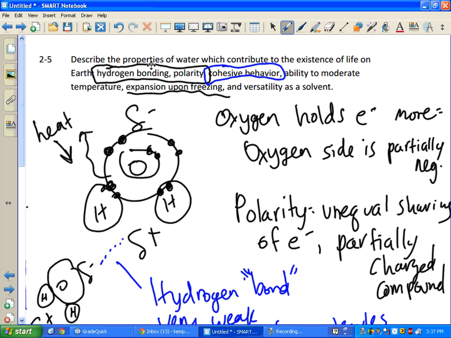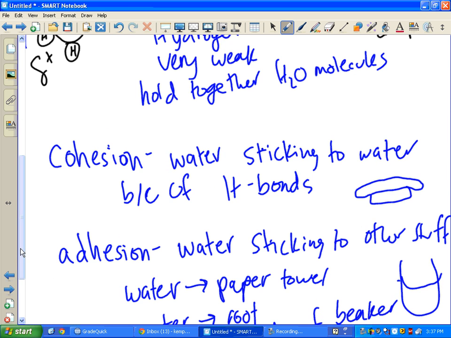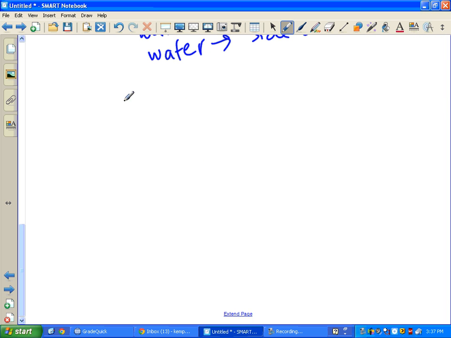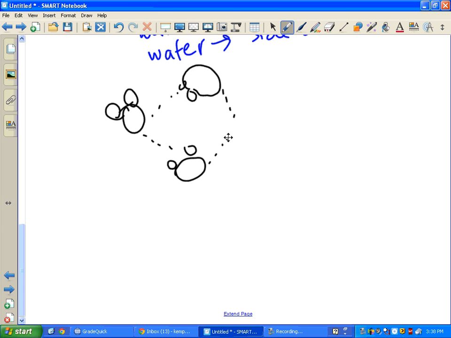Expansion upon freezing. That one's pretty cool. Okay. Because of water's polarity and its hydrogen bonds that it forms with itself, when the water freezes, it ends up making this formation, always, that looks like this. As you can see, I'm putting the partial positives are attracting to the partial negatives.